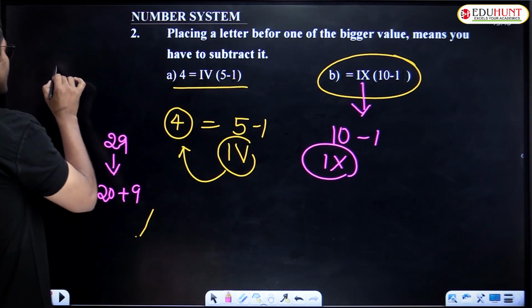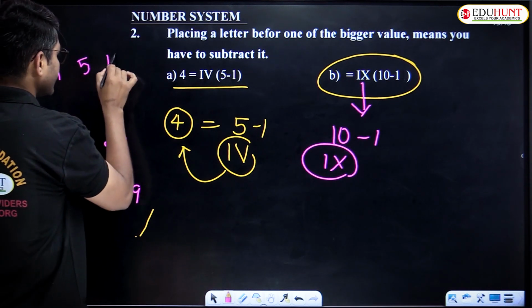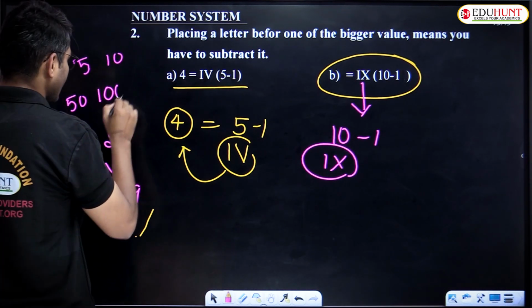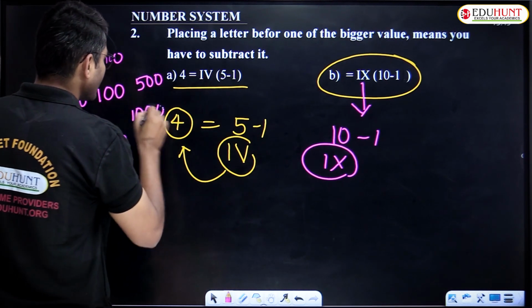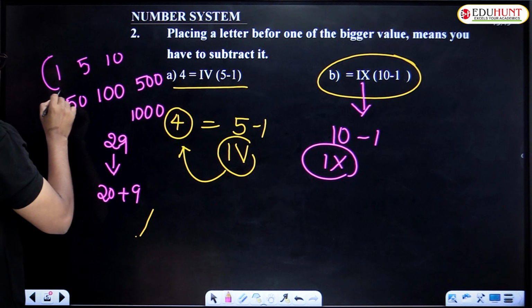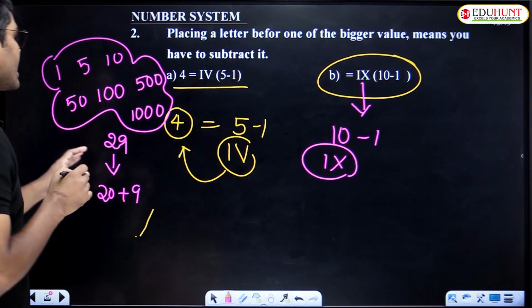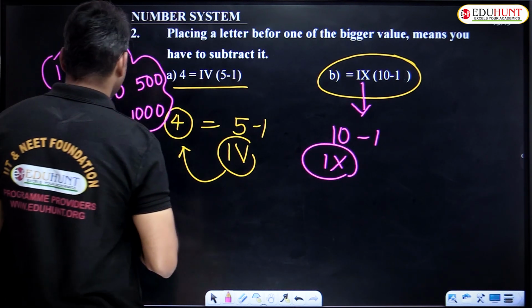I know only 1, 5, 10, 50, 100, 500 and 1000. I know only these 7 digits, and by using these 7 digits I have to form numbers. Okay, 29: 20 can be written as 20 plus 9.